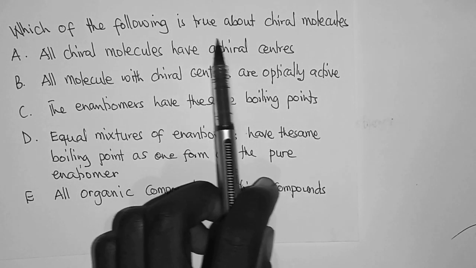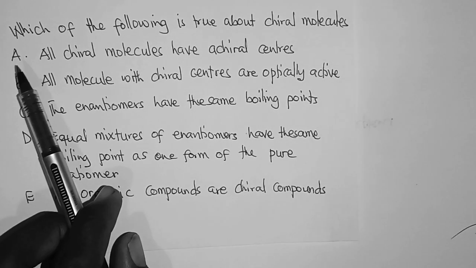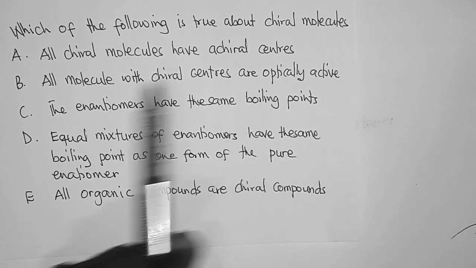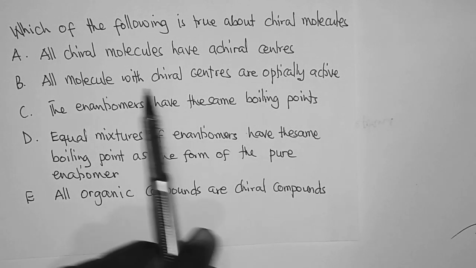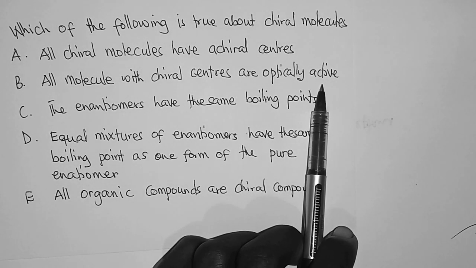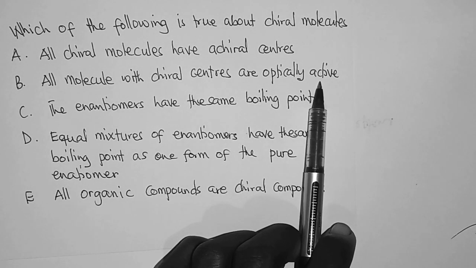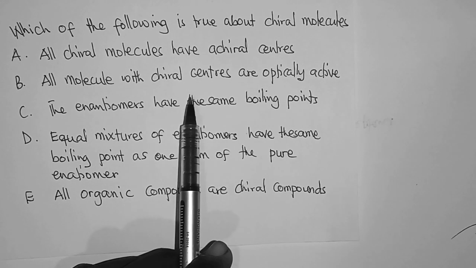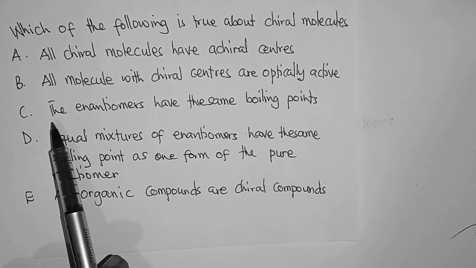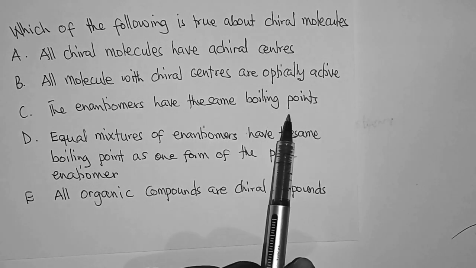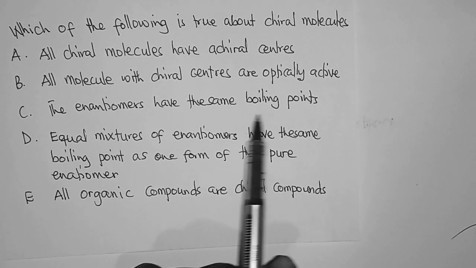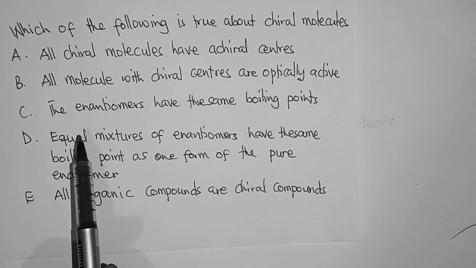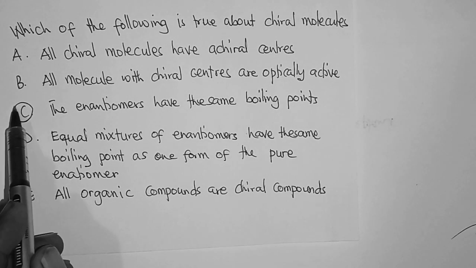Which of the following is true about chiral molecules? A. All chiral molecules have achiral centers. That is not true. Then B. All molecules with chiral centers are optically active. This is also not true. The reason is because of the meso compounds. They have chiral centers, but they are optically inactive. Then C. The enantiomers have the same boiling point. This is true. The physical properties of enantiomers, such as the boiling point and the melting point, are the same. So the answer is C.